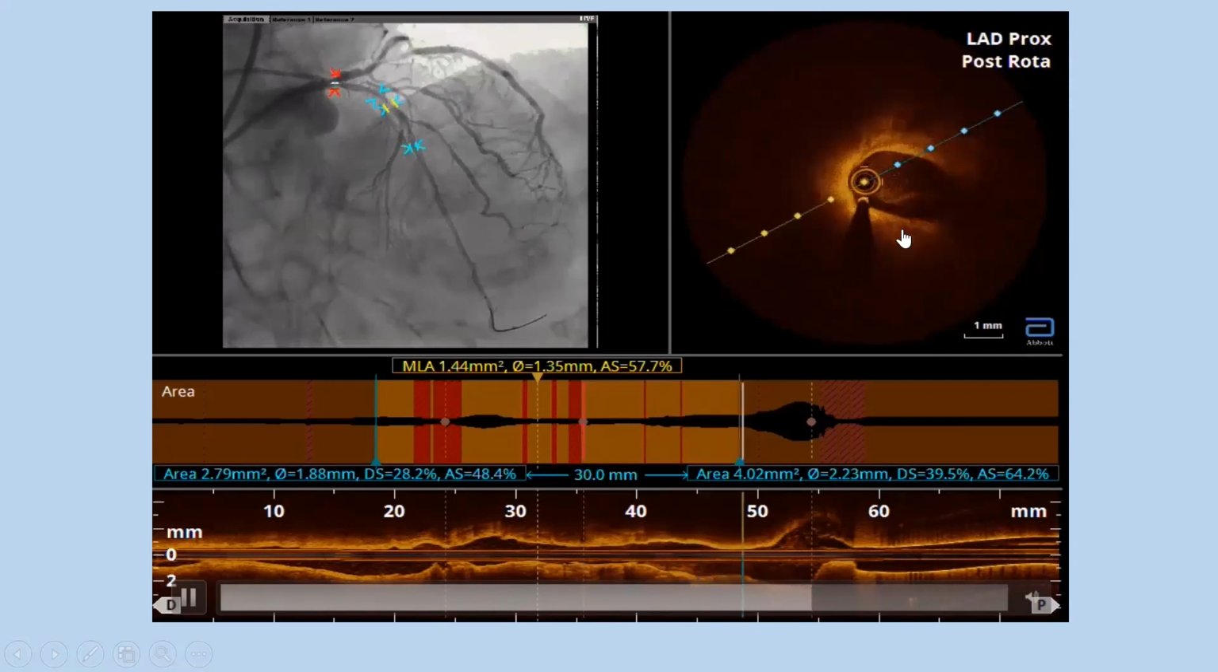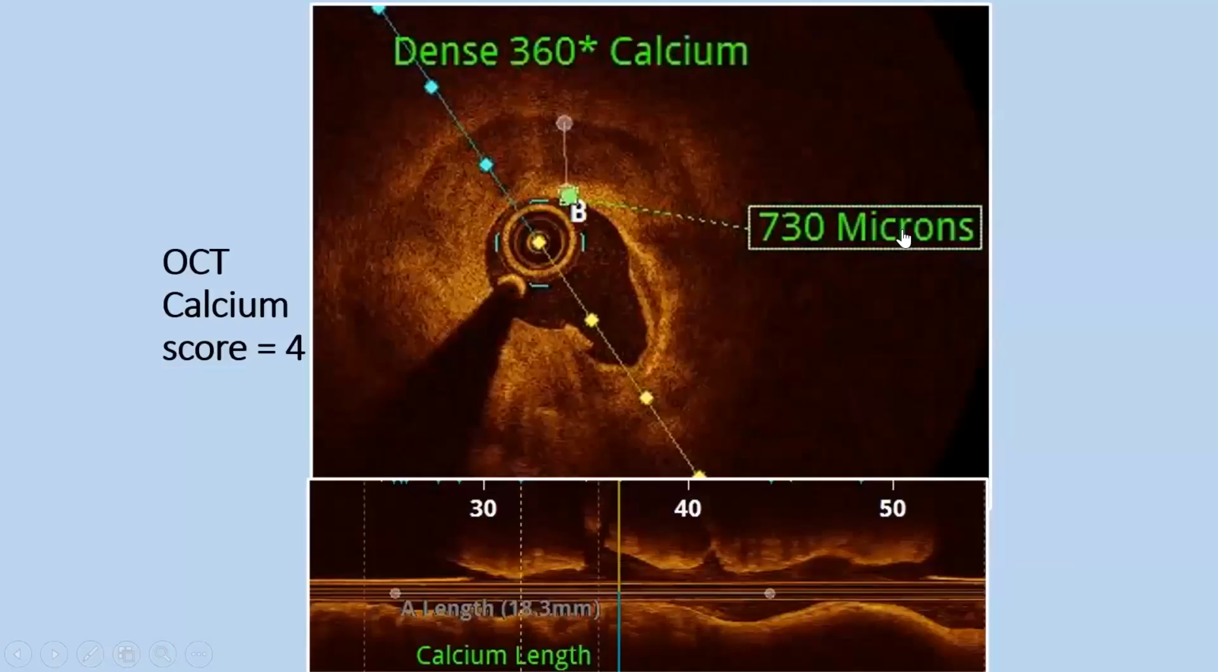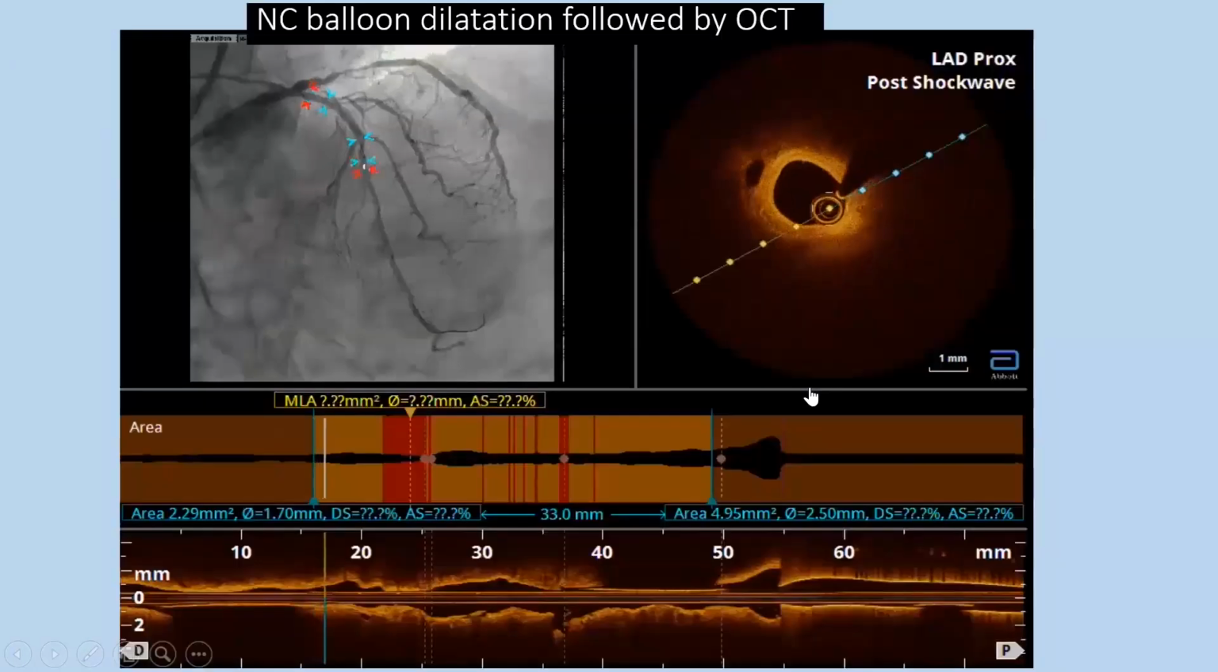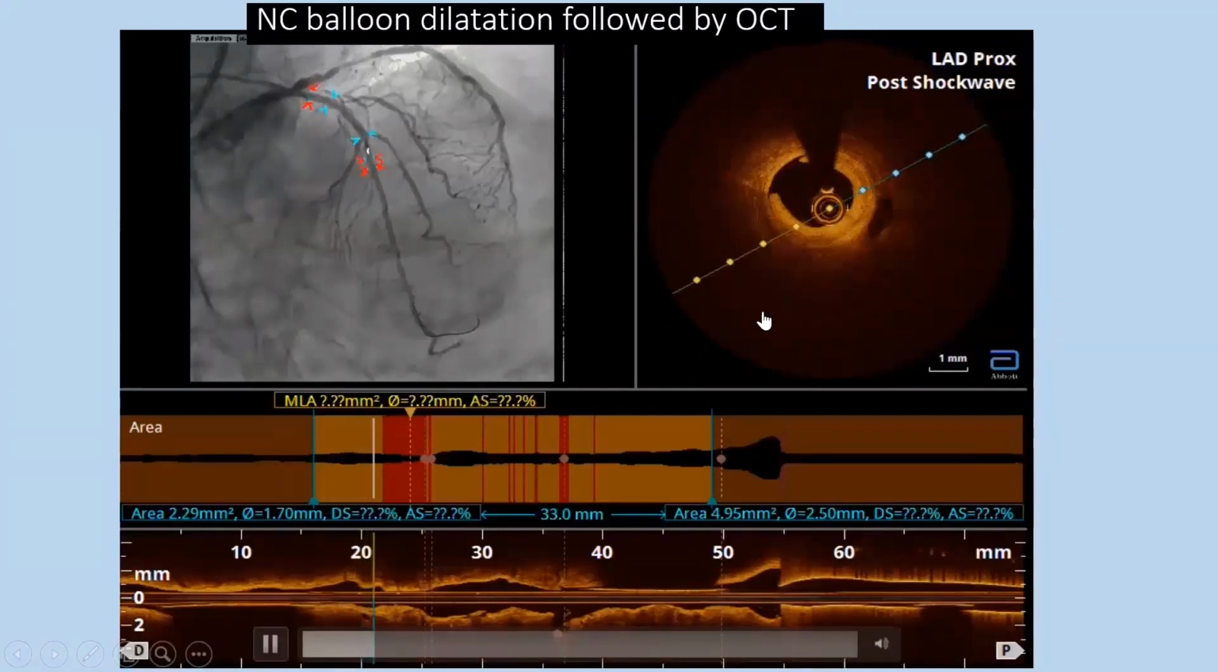So this is clearly a high calcium score. And in this patient, as you can see in the still image, the dense calcium, which is quite circumferential, has a score of more than 4. Then followed by rotablation, shock wave lithotripsy was done with a 3 by 12 millimeter IVL balloon, where you can see the waist of the shock wave balloon disappears as the shock is being delivered. And this helps to treat the dense, deeper calcium compared to the proximal calcium, which is treated by rotablation.